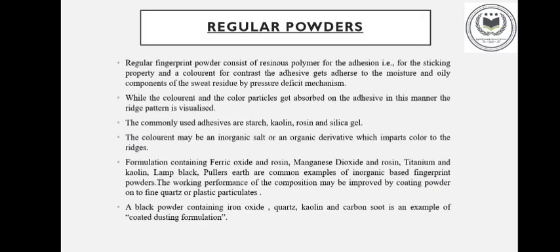Regular powders. Regular fingerprint powder consists of a resinous polymer for adhesion, that is, for the sticking property, and a colorant for contrast. The adhesive adheres to the moisture and oily components of sweat residue by a pressure deficit mechanism. While the colorant particles get absorbed on the adhesive in this manner, the ridge pattern is visualized. The commonly used adhesives are starch, kaolin, rosin, and silica gel.